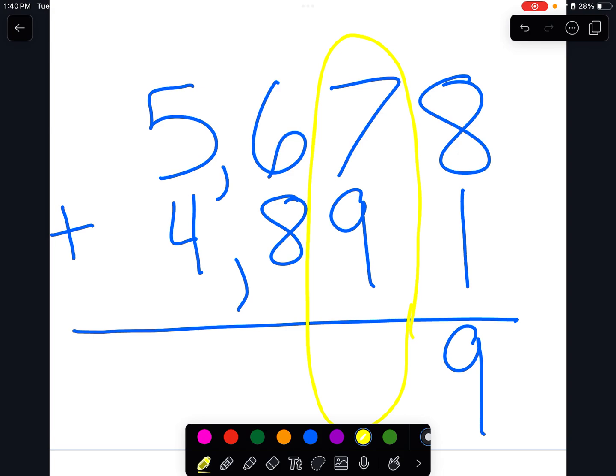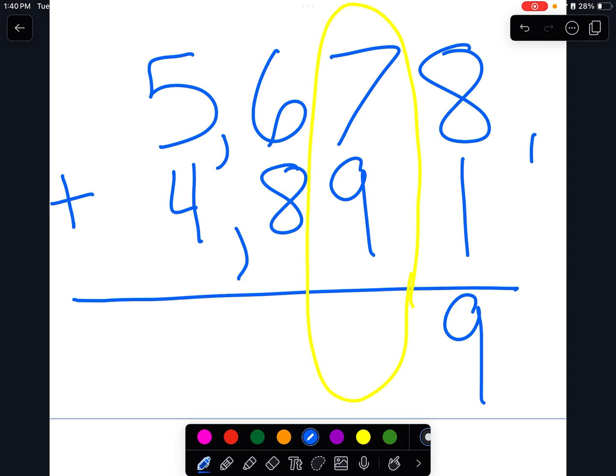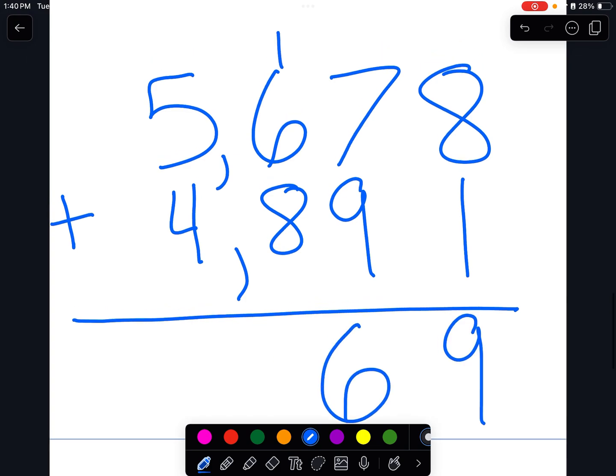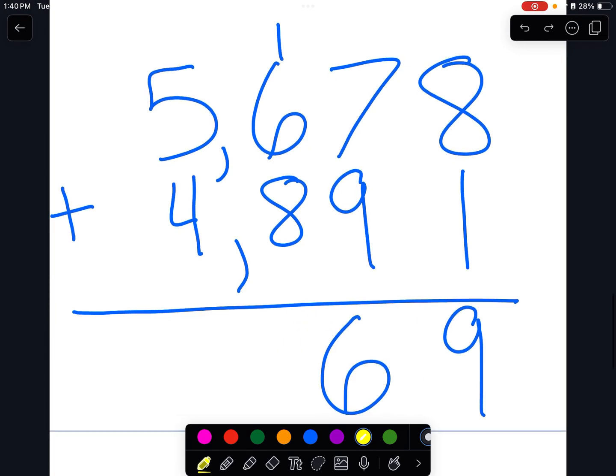7 plus 9 is 16. So when you have 16, you're going to keep the 6 here. Actually, let me get rid of this yellow. Going to keep the 6 here and carry the 1. And now we're going to add up all these numbers. 6 plus 1 is 7. And then 7 plus 8, that's 15.